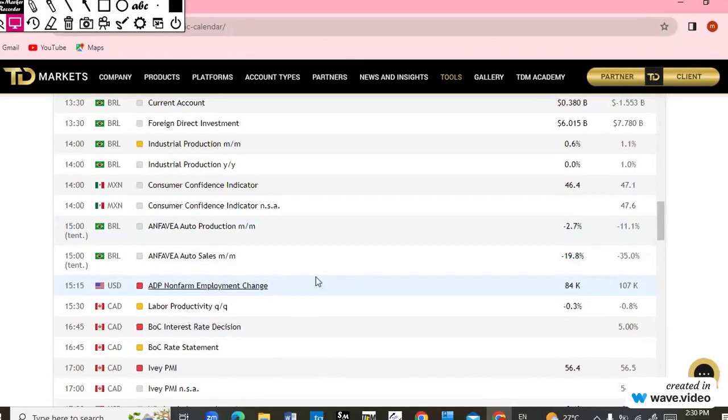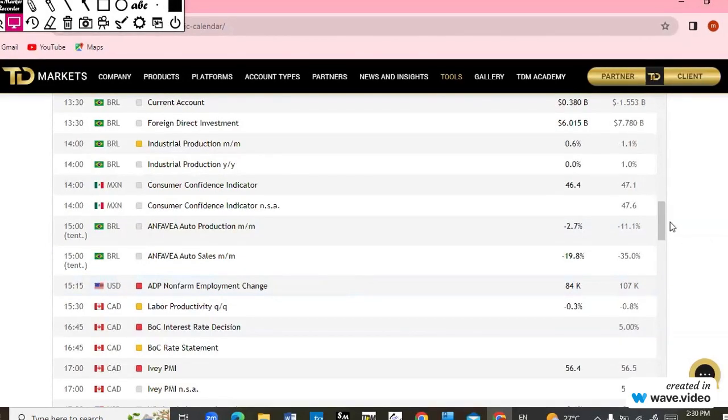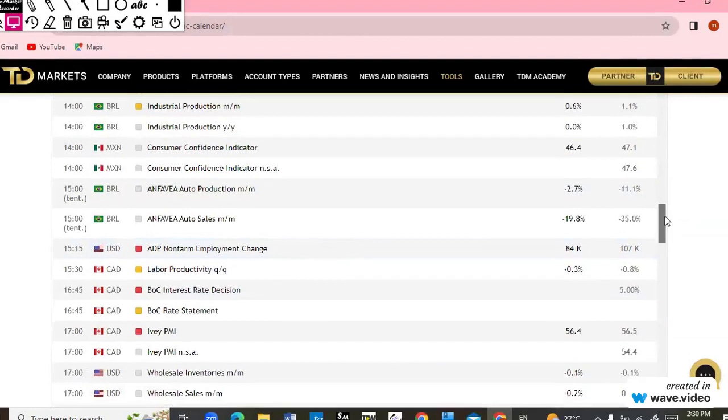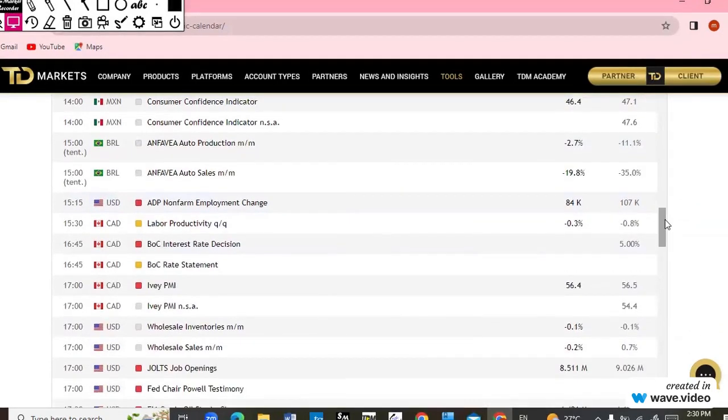So why are we having this? Remember, this is the week of NFP. So we're gonna try as much as we can to stay away from the USD pairs, because of course the USD will be filled with fundamentals this week, and we'll keep an eye on that on the USD, and of course the CAD as well.